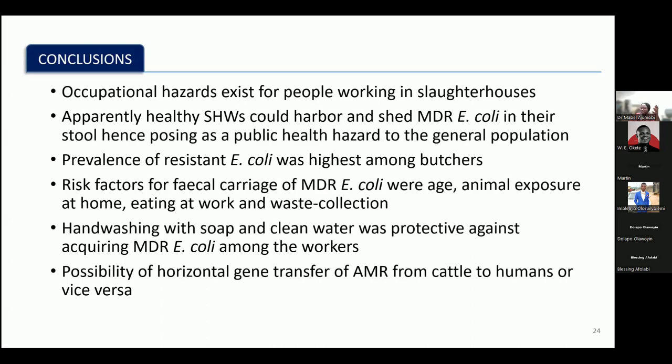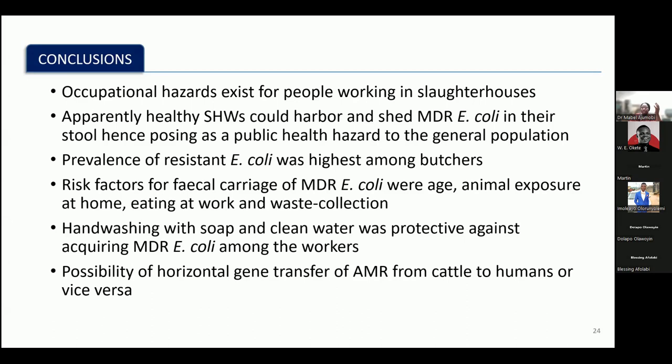So when you're comparing, these people are more at risk than the general population for this type of resistant bacteria. So it's good when doctors are clerking their patients to also take this into consideration. Where do you work, so that you can make a good judgment?